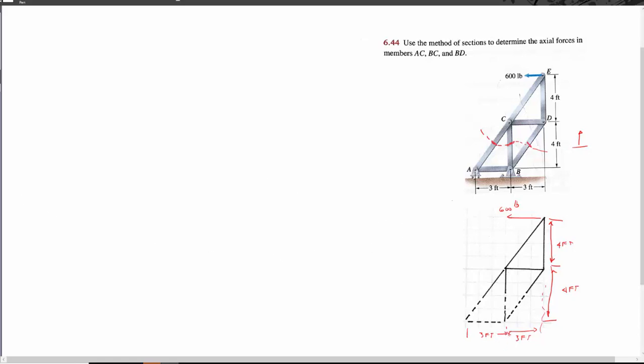Again, I draw everything that I'm looking for in tension. So this is going to be member AC, member CB, and member BD. I'm going to go ahead and label the points. This was point A, this was point C, point E, point D, and point B, or joint. Those are the points there.